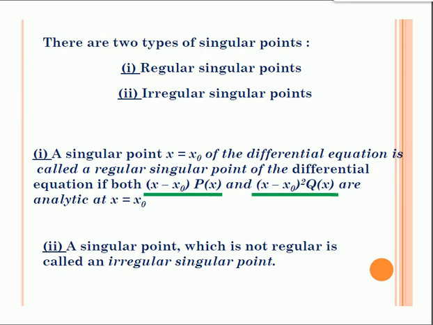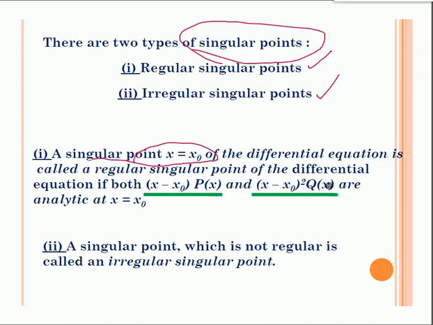Again, singular points are of two types, a regular singular point and an irregular singular point. These terms are familiar to you, I already mentioned them in complex analysis. Then what is the definition of a regular singular point? I am taking x equal to x naught, finally decided to be a singular point. Now decide whether it is regular or irregular.